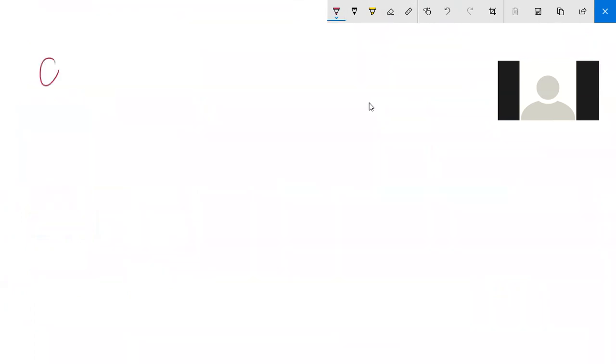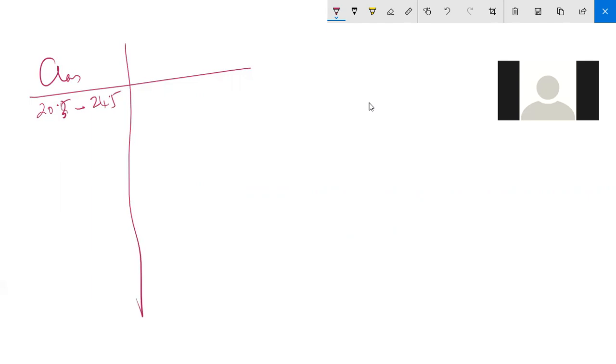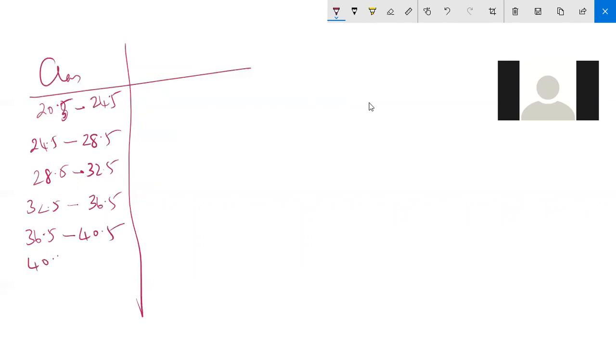But what you have to do with the class interval, you have to take 20.5 to 24.5. Okay, same 24. Then 24.5 to 28.5. Then 28.5 to 32.5. Then 32.5 to 36.5. Then 36.5 to 40.5. Then 40.5 to 44.5. Like that you have to do.